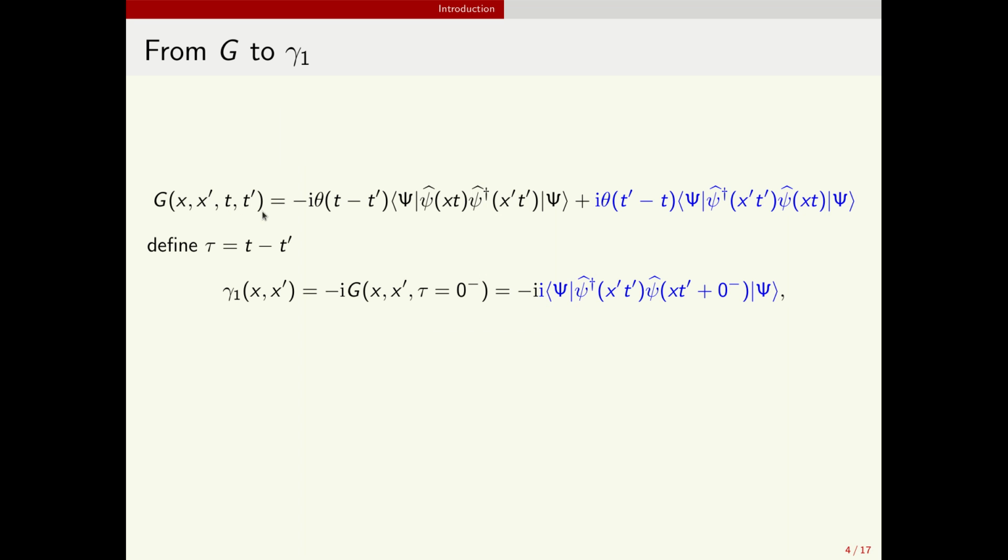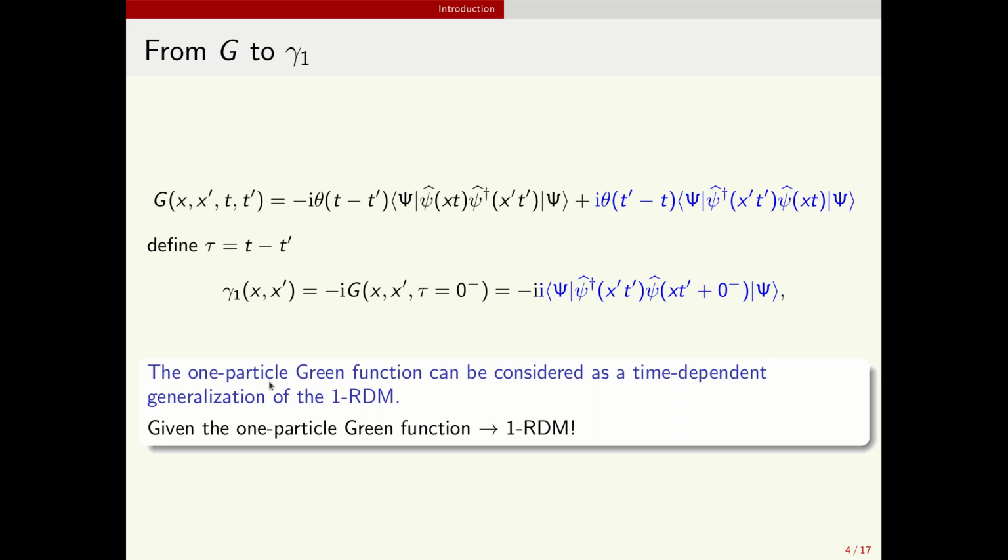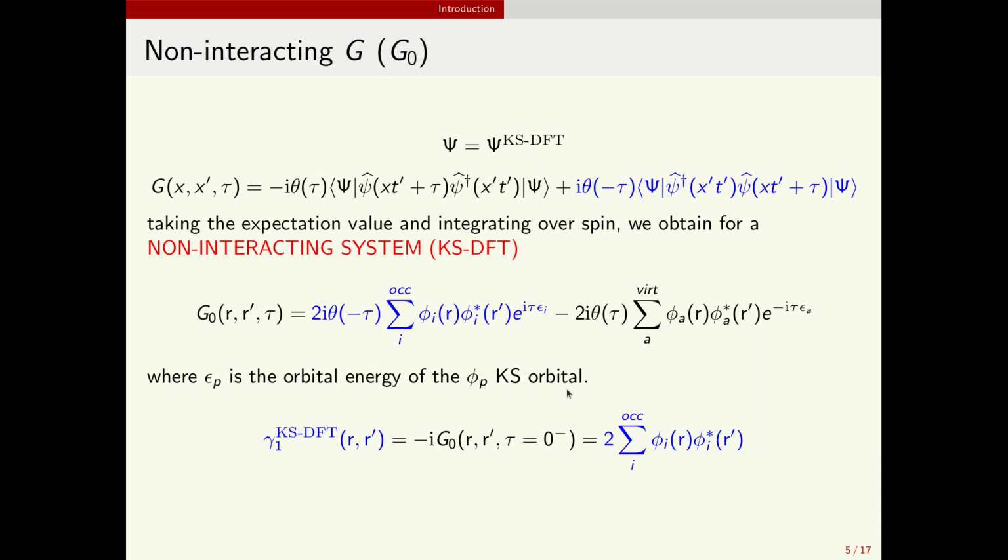We notice that if we take the Green's function definition and we define tau equal to t minus t prime, in the limit when tau tends to 0 from the left, we only retain this term, which if we multiply it by minus i, we recover the expression of the 1RDM. Therefore, the one-particle Green's function can be considered as a time-dependent generalization of the 1RDM. This means that given the one-particle Green's function, we can produce the 1RDM.